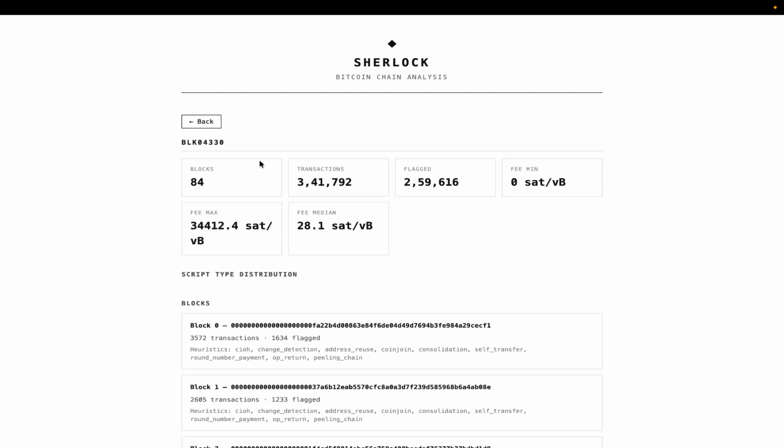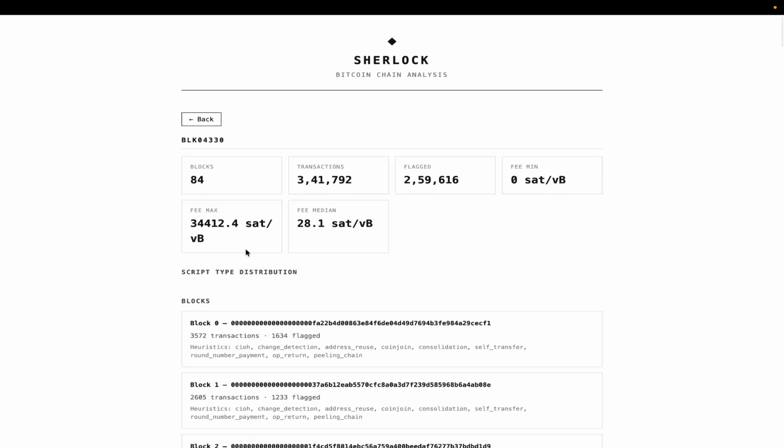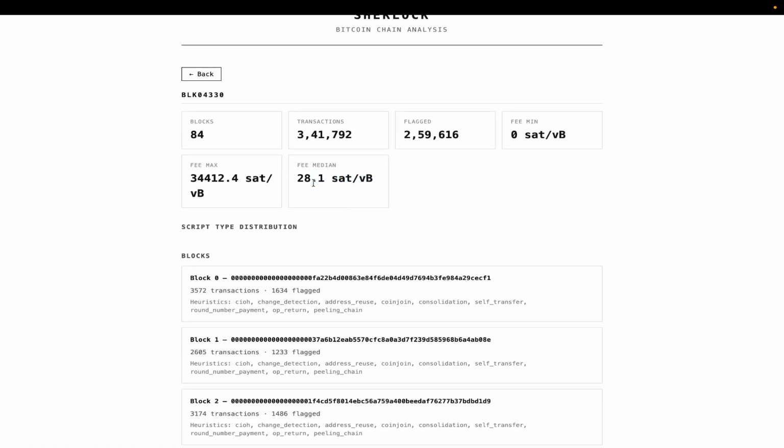Here I'm analyzing blk04330, which contains 84 blocks and about 341,000 transactions. Of those, 259,000 were flagged by at least one heuristic. We apply 9 heuristics in total. You can see the fee rate starts here, with a median of 28.1 satoshis per virtual byte and a maximum spike up to 34,000.